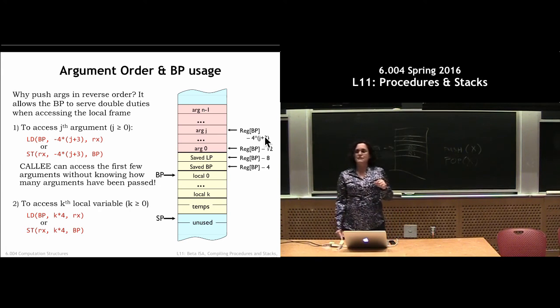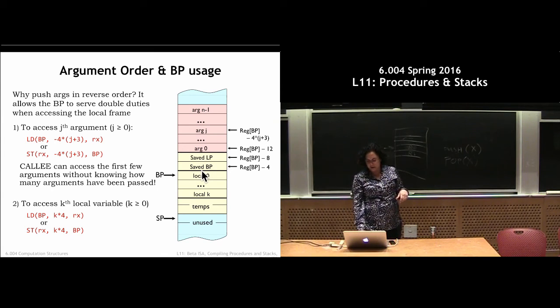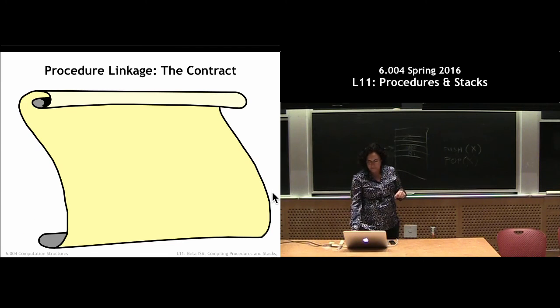Similarly, to access our local variables, we know that the first local variable, local 0, is always located at the base pointer. And then if you wanted to access the kth one, it would be at BP plus 4k. Okay, so at this point we're done, and we now have a contract which tells exactly what the callee needs to do, what the caller needs to do. So let's summarize that contract quickly.